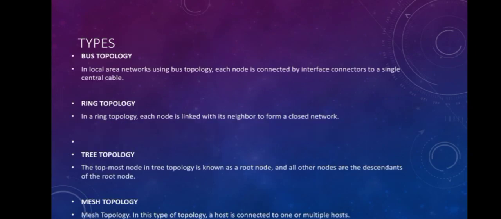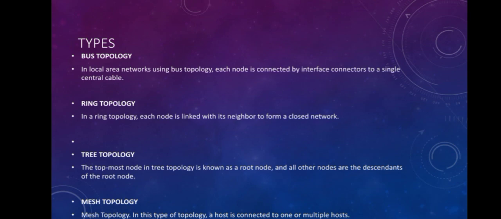The types of network topology are, first, bus topology. In local area networks using bus topology, each node is connected by interface connectors to a single central cable. Another one is ring topology. In a ring topology, each node is linked with its neighbor to form a closed network. That is ring topology. And another one is tree topology.